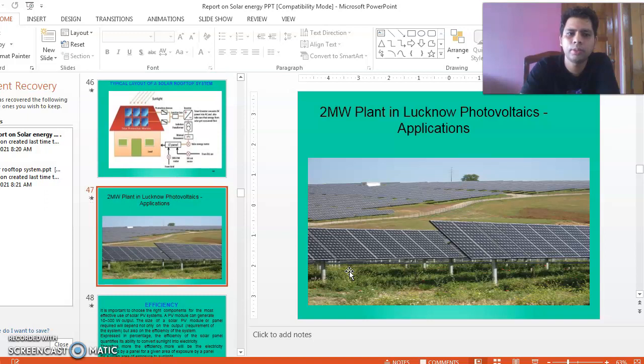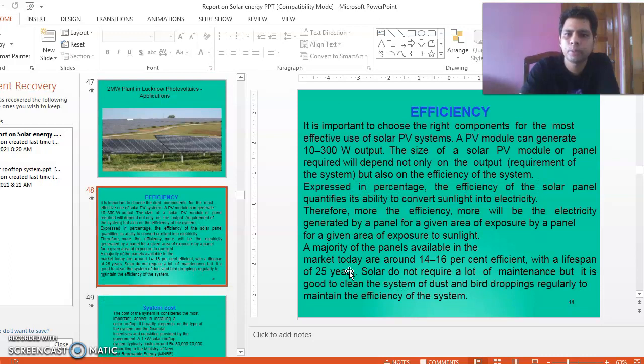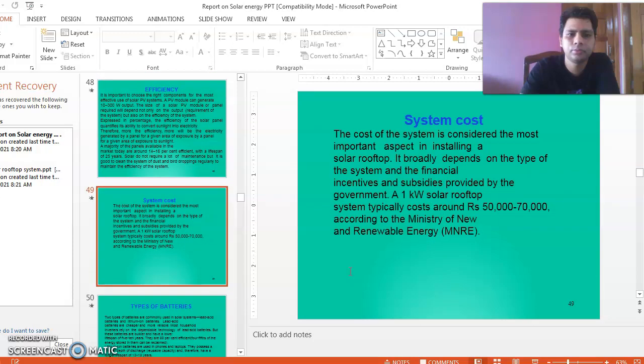Here we can see the pictures of a 2 megawatt plant, the ground mounted installation photos. Efficiency is generally for 25 years. System cost for a 1 kilowatt system was 50 to 70,000. Now it is around 40,000 rupees for a 1 kilowatt system. Government is giving the subsidy also as per state policies. In Gujarat it is around 40% subsidy.